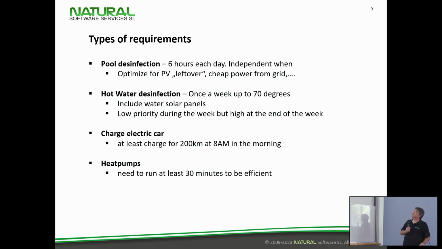Hot water disinfection, it's once per week. So if you have solar panels on the roof for hot water, you already get very, very hot water for the system. So if there is good weather forecasted, you can just keep on waiting until it's really good weather and just use solar energy to do this. To charge the electric car, in the morning, it has to be available for the amount that you want to move on that day.